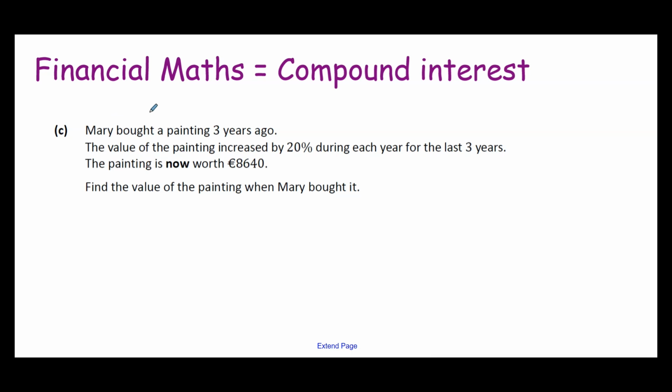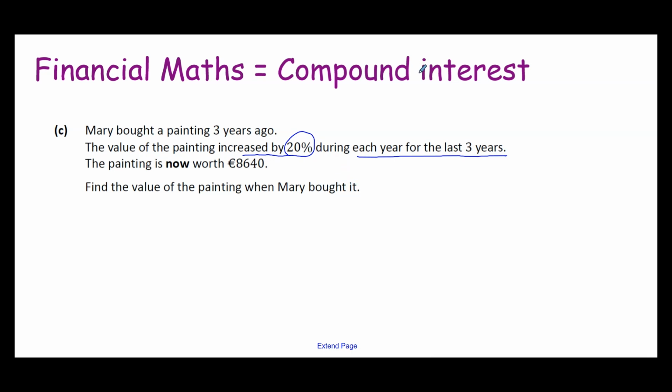So let's see. Mary bought a painting 3 years ago. The value of the painting increased by 20% during each year for the last 3 years. So what is happening with the value? The number goes up, increased by the same percentage all the time, every year for a period of time. The painting is now worth 8,640. Therefore, we have to find the value of the painting when Mary bought it.